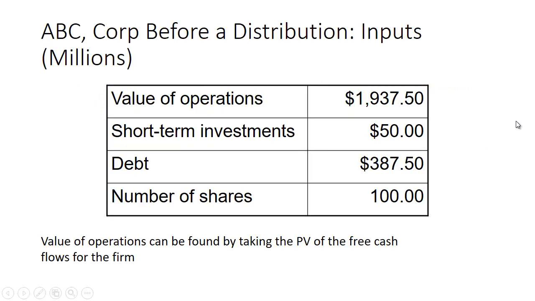Let's take a look at an example of how this works. So here we have ABC Corporation, and the value of their operations is $1,937.50. These are all in millions, but let me just use the numbers that are here. You can figure out the value of the operations by taking the present value of the free cash flows of the firm. Let's also assume they have $50 in short-term investments, $387.50 in debt, and 100 shares.